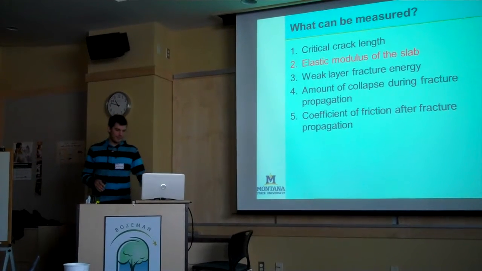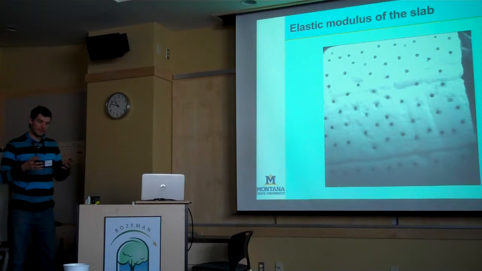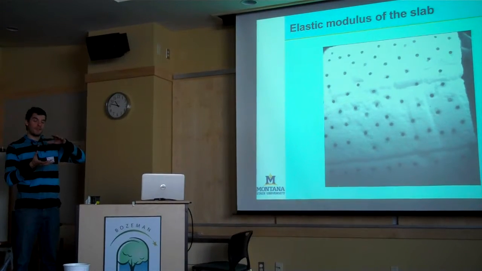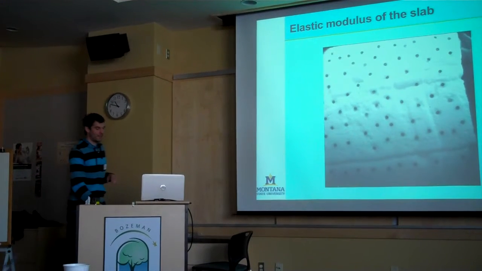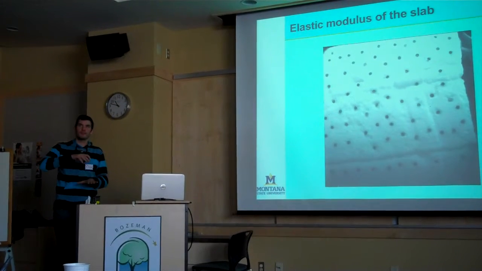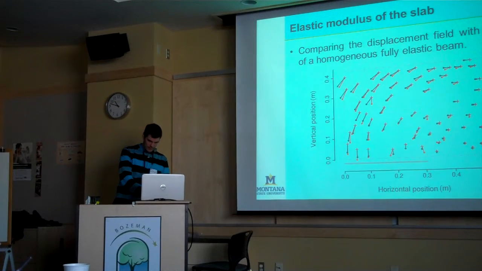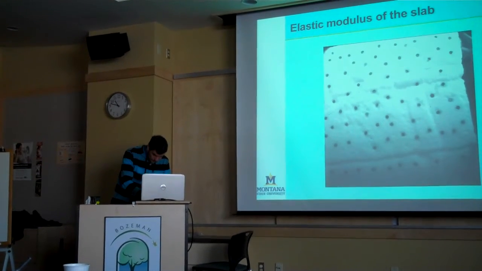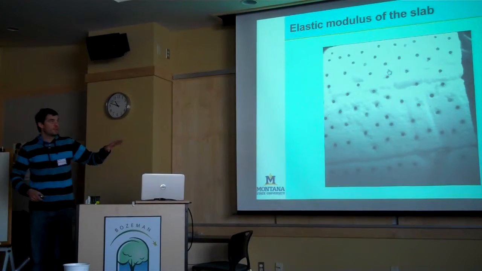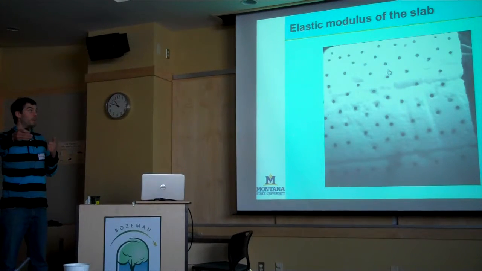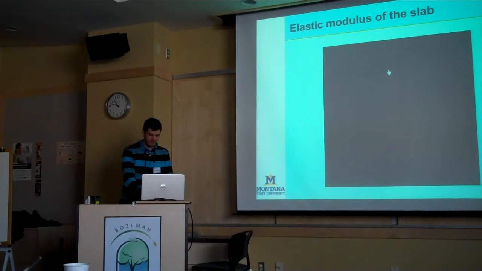Now the elastic modulus of the slab, and people might not exactly know what an elastic modulus is. Basically, it's a material property which will tell you how much your material will deform under a given load. So if you have a very high elastic modulus, it won't deform as much as if your elastic modulus is way lower. And you can measure this by looking at the displacement during this initial saw cut, before it actually propagates. And here you hardly see anything, but there is actually a little bit of displacement.